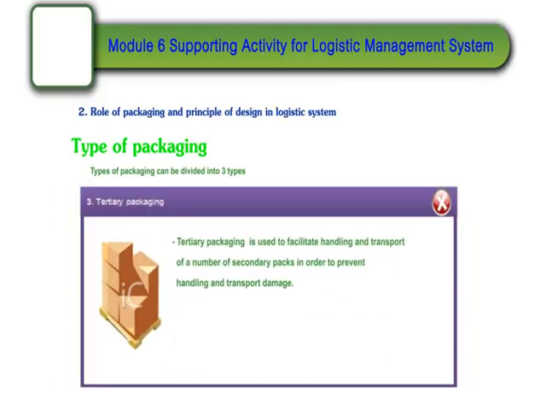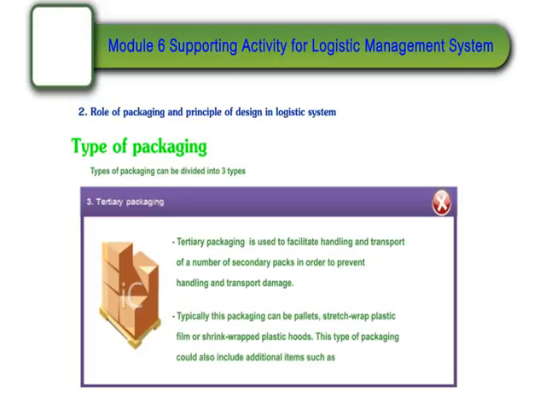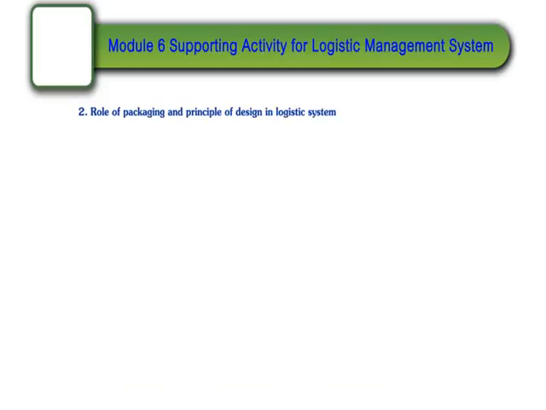Tertiary packaging is used to facilitate handling and transport of a number of secondary packs in order to prevent handling and transport damage. Tertiary packaging is typically not seen by consumers since it is usually removed by retailers before products are displayed for sale. Typically, this packaging can be pallets, stretch-wrapped plastic film, or shrink-wrapped plastic hoods. This type of packaging could also include additional items.